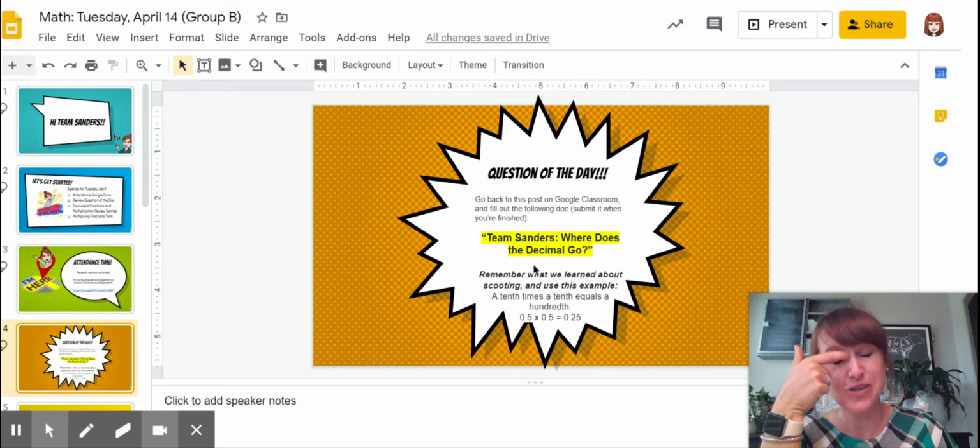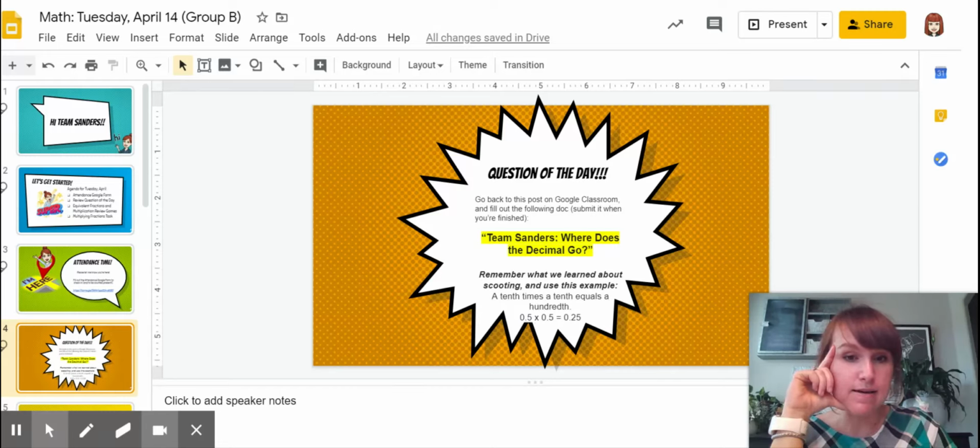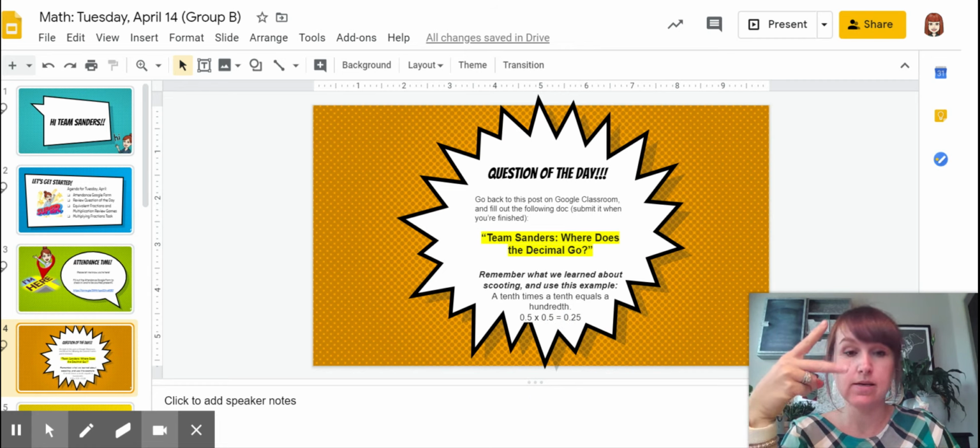We talked about scooting things, but just remember, if you look right here, it says a tenth times a tenth equals a hundredth. So if I have 5/10 times 5/10, the 5 times the 5 is going to give me 25. And I have one digit to the right of the decimal here, one digit to the right. That means I'm going to have two digits to the right of the decimal in my product, in my answer.